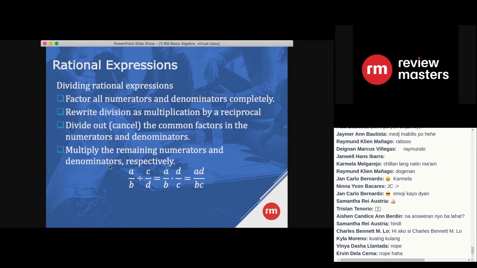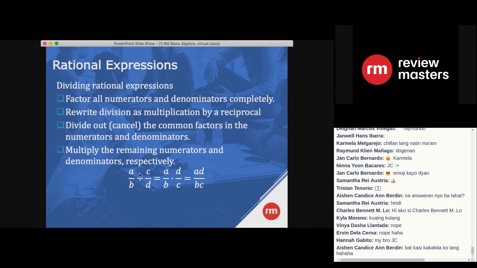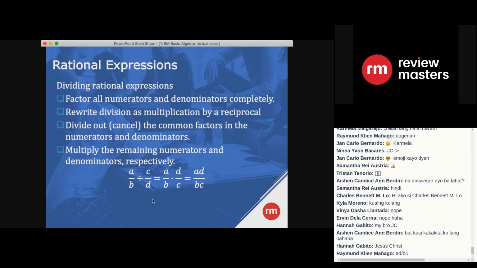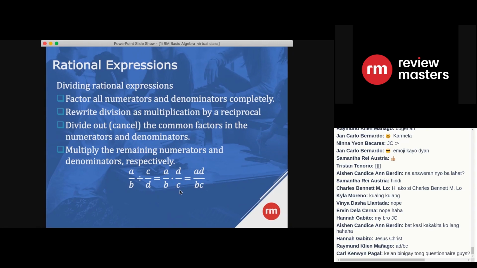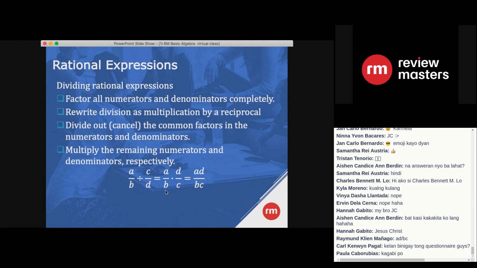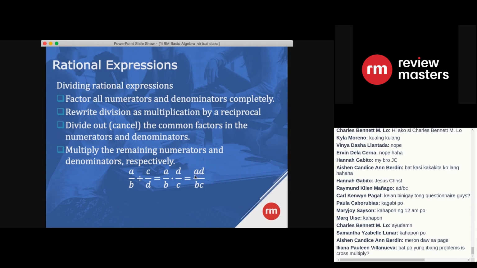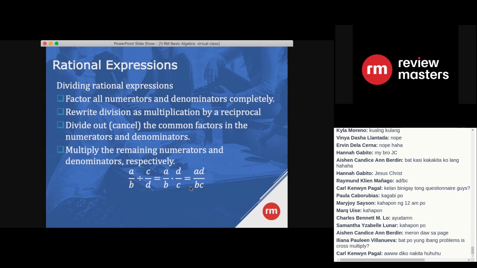Okay, in this case, A over B divided by C over D. Ito yung sinasabi natin na rewrite the division as a multiplication by a reciprocal. So A over B is now multiplied by the reciprocal of your denominator. And here, the denominator is C over D. So you get the reciprocal of that. That will become D over C. So therefore, A over B divided by C over D is equal to A over B times the reciprocal of the denominator. And that will become A times D, which is AD, over B times C, which is BC.